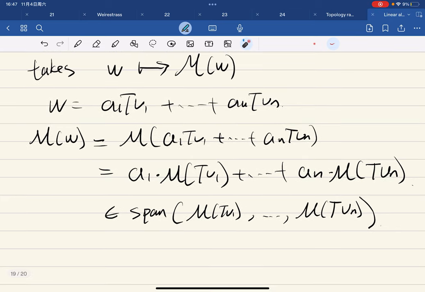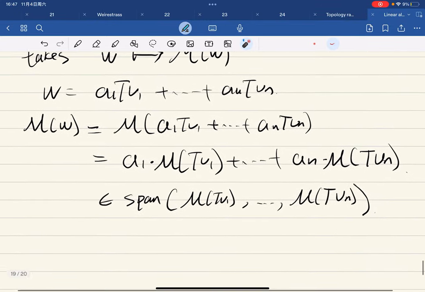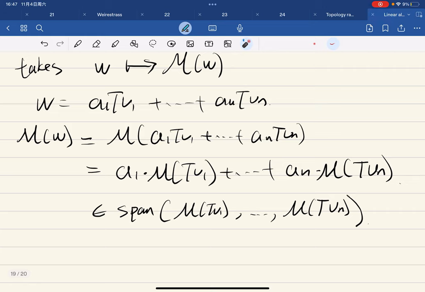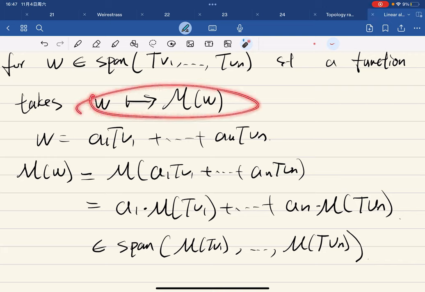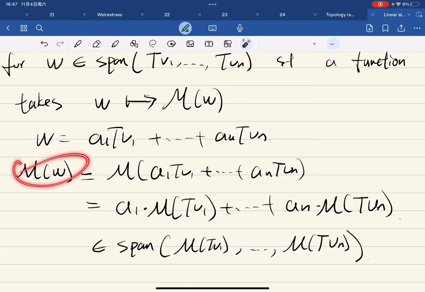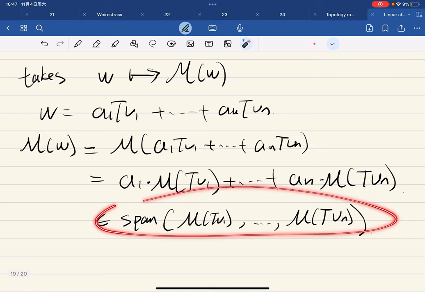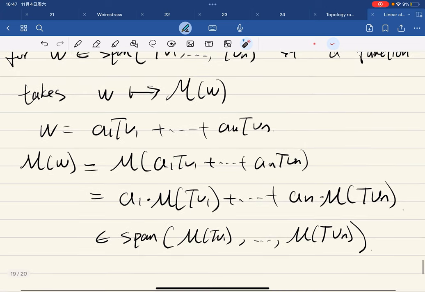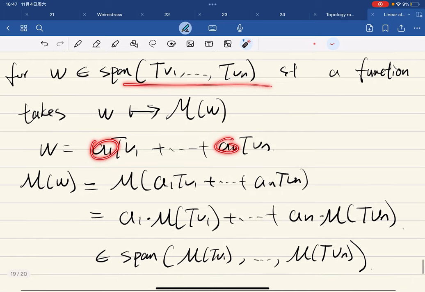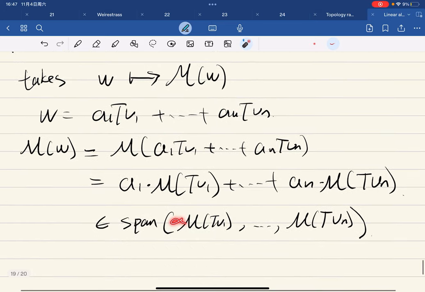Well, this is a bijective linear map. So we have w from the span of this, and the function takes w to M of w. Now, M of w is in the span of this. So this is clearly bijective. For any element in the span, if you have two, they're equal.